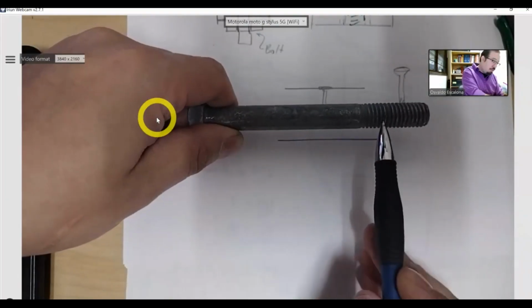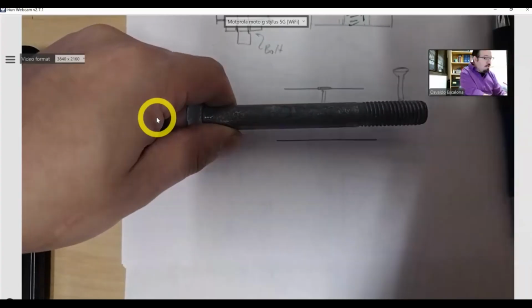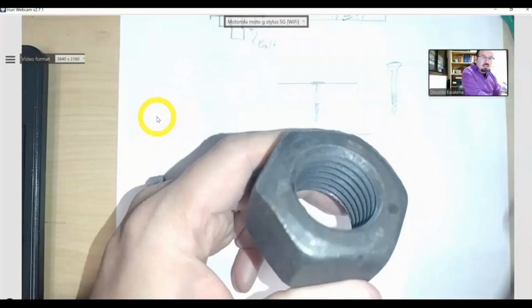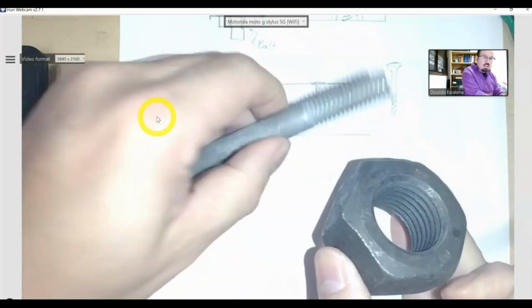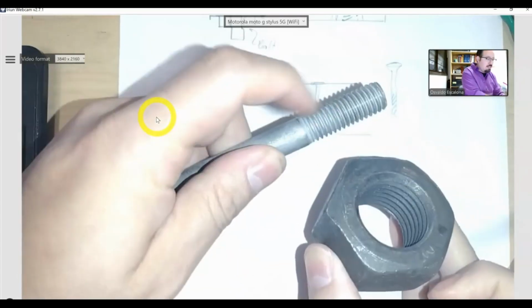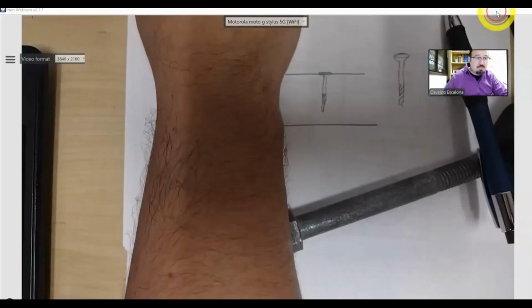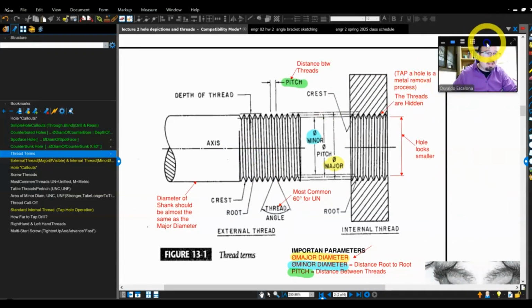You have two types of threads: external threads and internal threads. Internal threads are the threads that are internal. I hope you can see the internal threads, and the external threads are the threads that are external. So when I have internal or external threads, it will look like this. Let's first go over regular nomenclature, so you understand what I'm talking about.